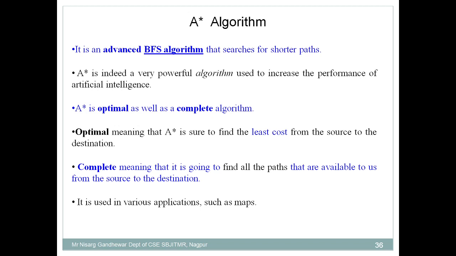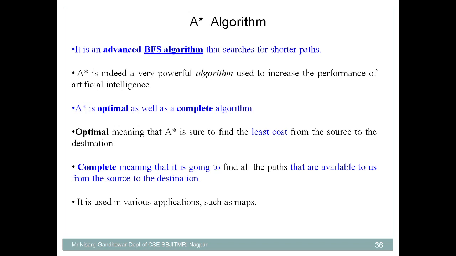Why is it called optimal? Because in the case of the A-star algorithm, it is guaranteed to find a minimum cost from source to destination. That's why we are saying that A-star is one of the optimal algorithms, and we are also saying that it is complete. Why is it complete? Because it helps us to find all the possible paths from source to destination. So that's why we are saying that A-star is optimal as well as complete.